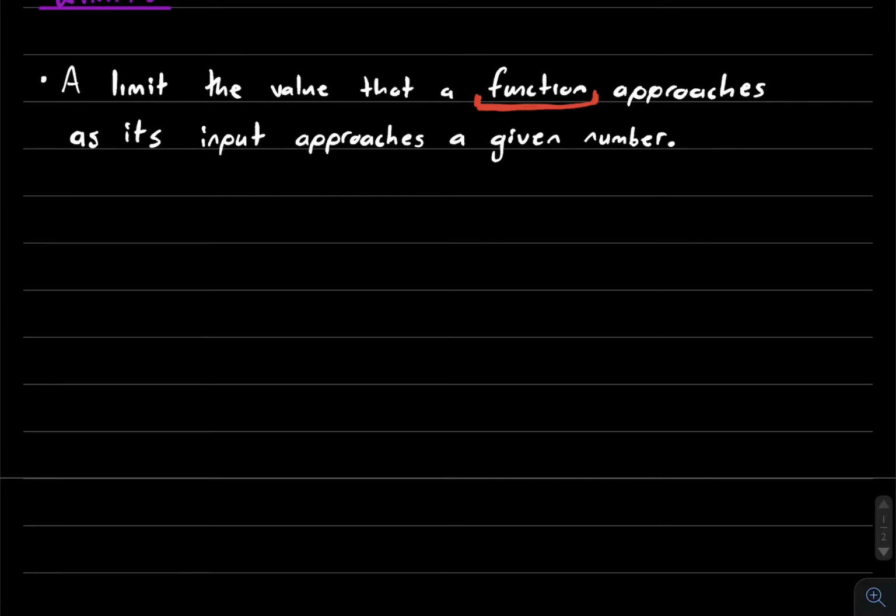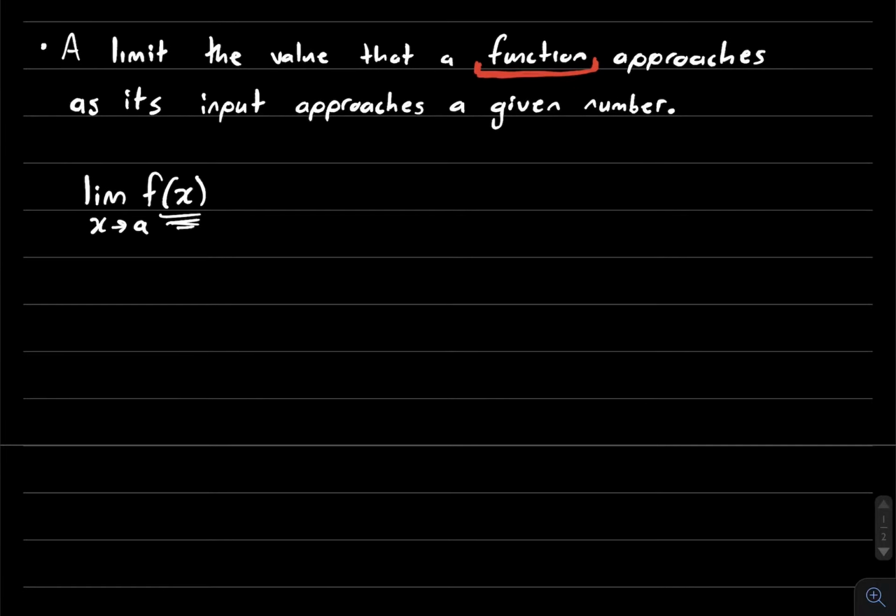Okay, so with limits, basically a limit can be written like this. This is notation for a limit. When we say the limit of f of x as x approaches some number a, we read it as the limit of f of x as x approaches a. Basically what this means is, what is our function f approaching as x approaches a certain number? Let me give you an example.